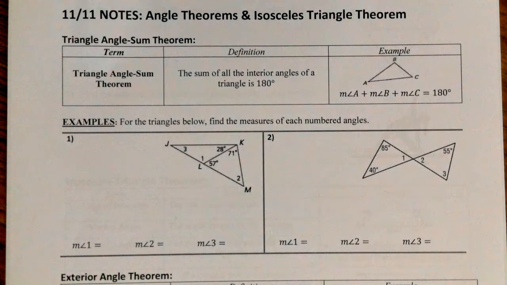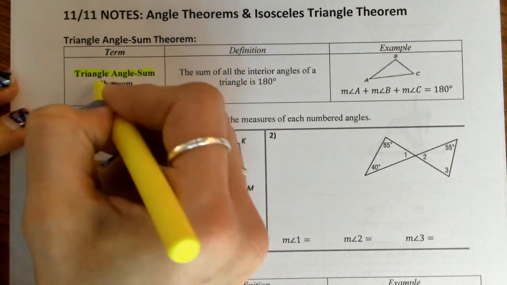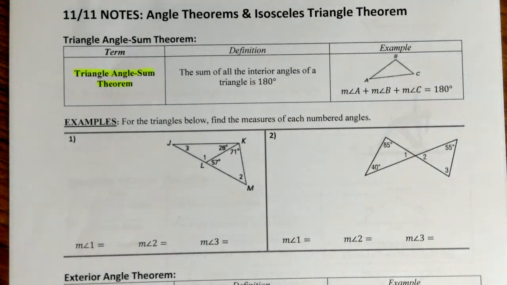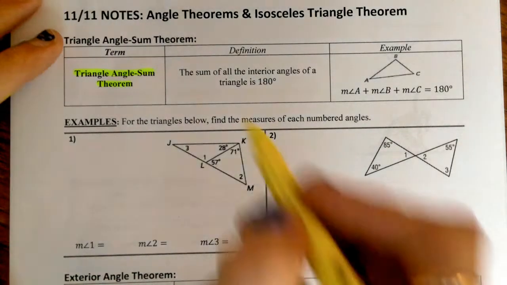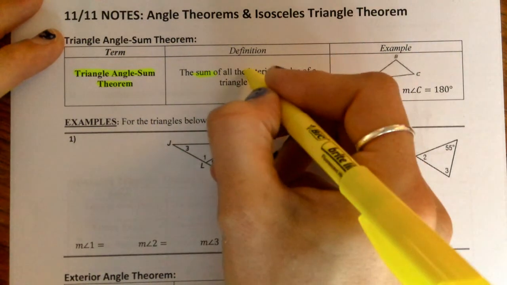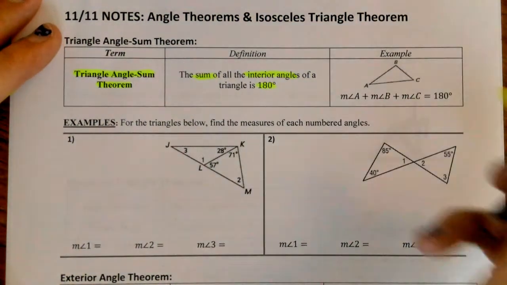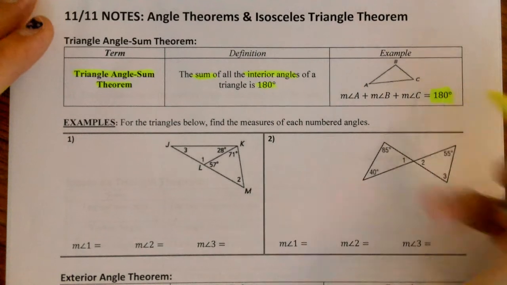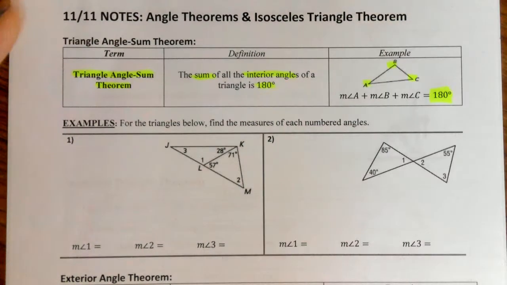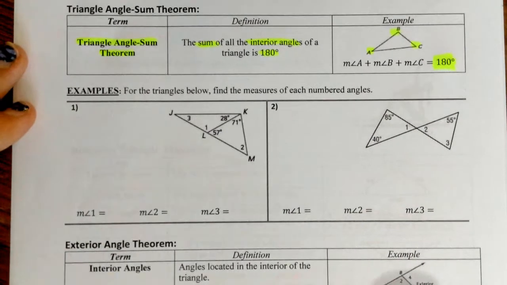Let's talk about triangle sum theorem. Your triangle angle sum theorem, also known as the triangle sum theorem, is letting you know that the sum of all your interior angles is 180 degrees. So we're looking at this magic number of 180 degrees, all three angles adding to equal 180 degrees. So let's take a look at our examples here.